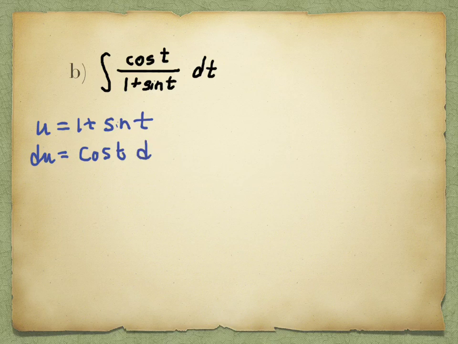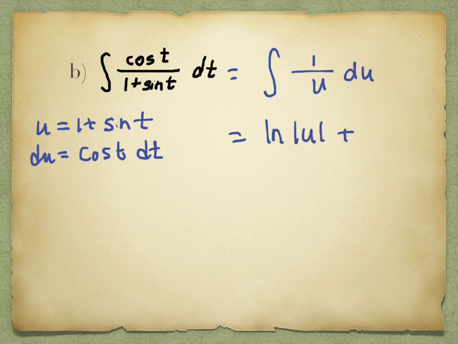Let's write that better. Which is exactly what you have on top and to the side. The cosine t dt is right here. So that piece now is du. So I can rewrite this then as the integral of 1 over u du. And what's the antiderivative of 1 over u? Natural log of the absolute value of u plus c. And then I need to do my replacement back, right? Natural log.